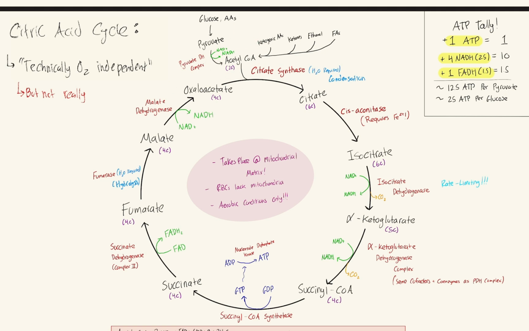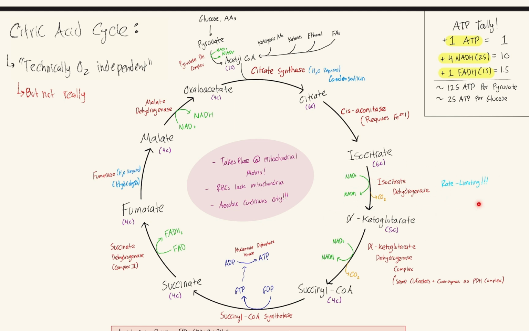Acetyl-CoA, oxaloacetate, 2-carbon, 4-carbon. This will use the enzyme citrate synthase, which is a condensation reaction requiring water, and it will create citrate, which is a 6-carbon molecule. Citrate will then turn into isocitrate through the enzyme cis-aconitase. This requires iron as a cofactor, and all this does is rearrange a hydroxyl group, an OH group, on citrate and isocitrate. From here, isocitrate will become alpha-ketoglutarate through the enzyme isocitrate dehydrogenase.